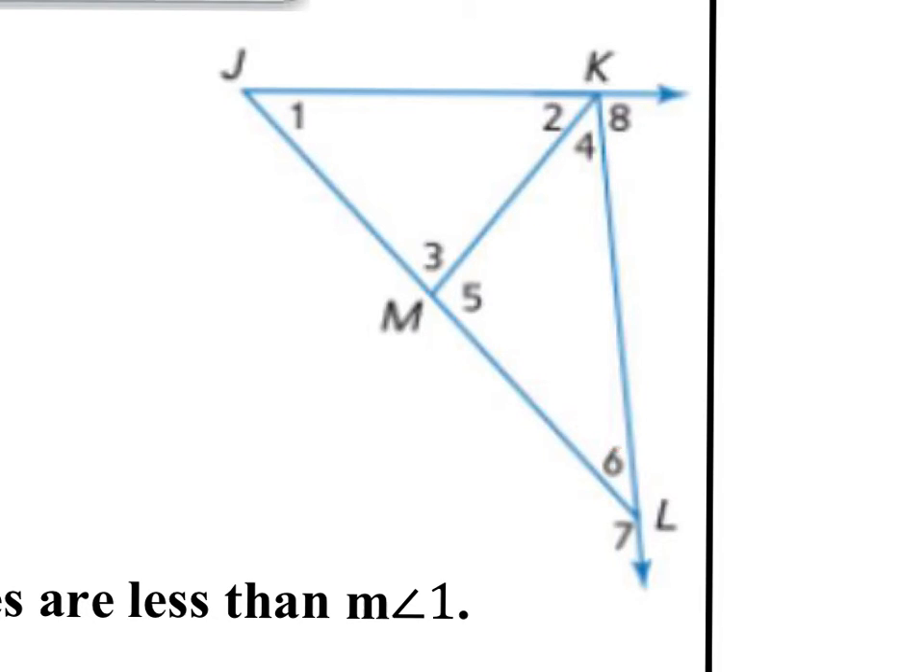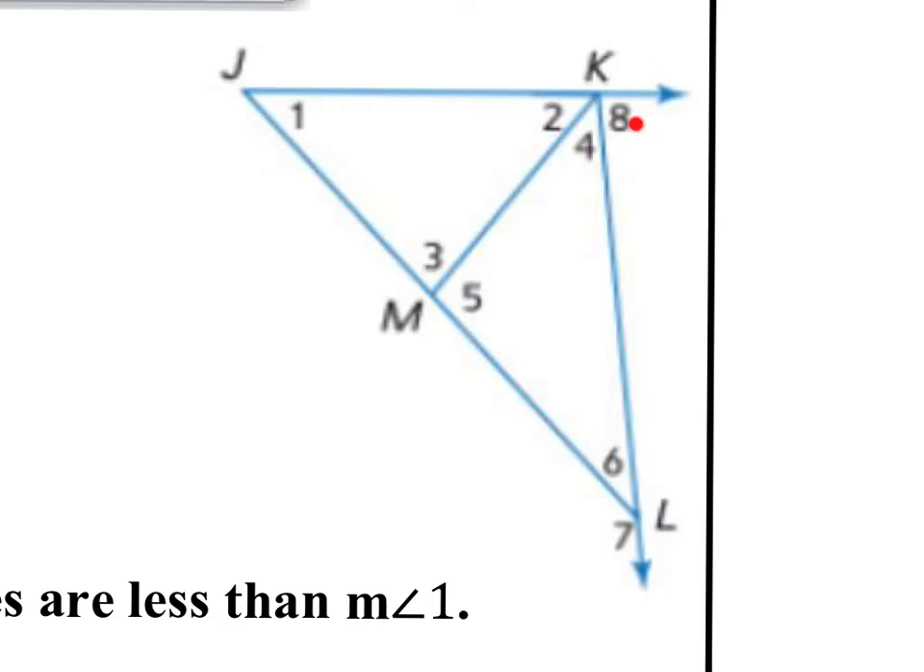So angle 6 is going to be less than angle 7, because it's a continuation of this KL side, so that's definitely an exterior angle of JKL and MKL. But angle 6 is also going to be less than angle 8 because it's an exterior angle of the JKL triangle, because it's a continuation of this JK side.